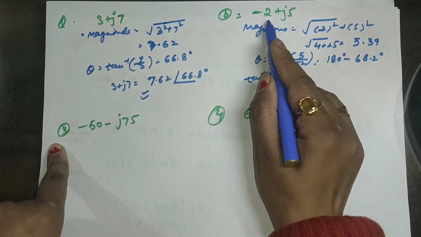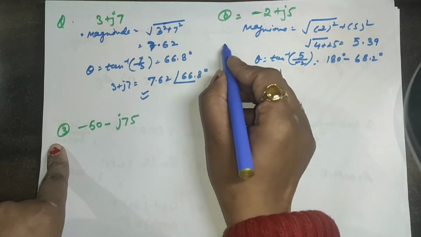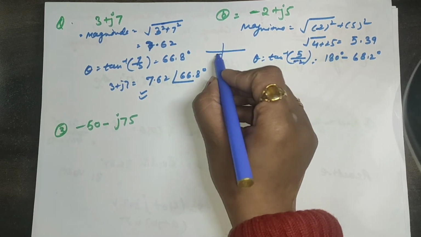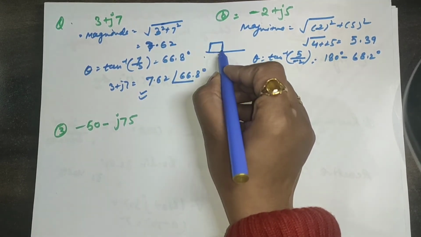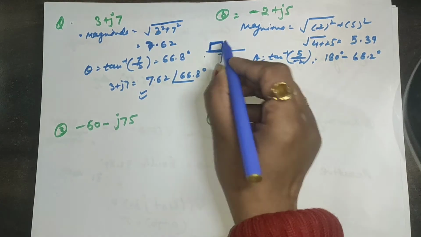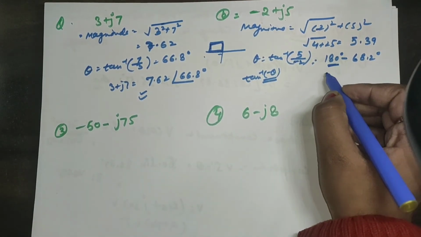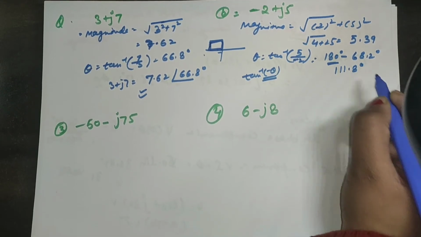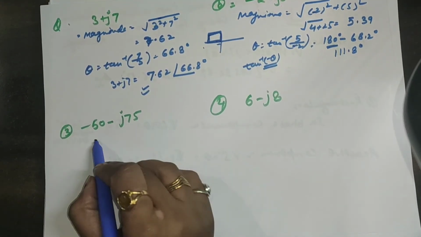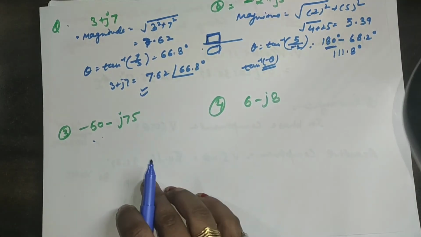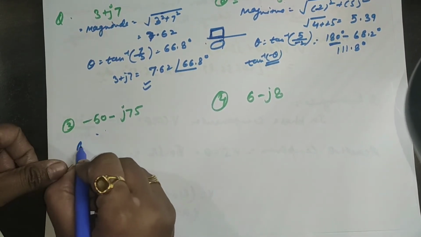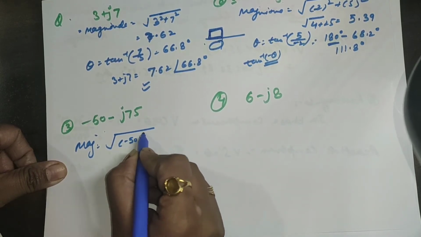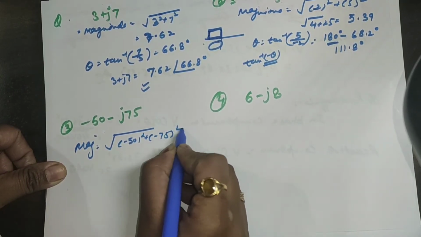So for minus a plus jb, where is the quadrant of minus a plus jb? That will be the second quadrant, so we do 180 degree minus, that is 111.8 degree. Okay, now the third is minus minus, that will be the third quadrant. In the third quadrant, first of all we have to take the magnitude, that is under root minus 50 square plus minus 75 square.